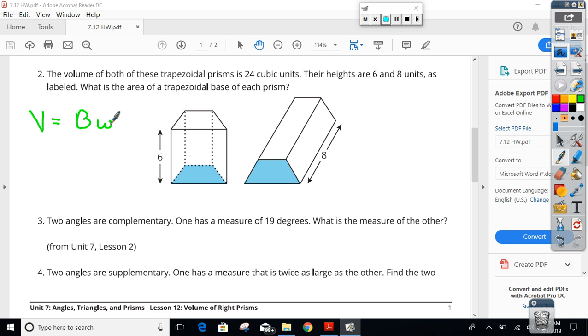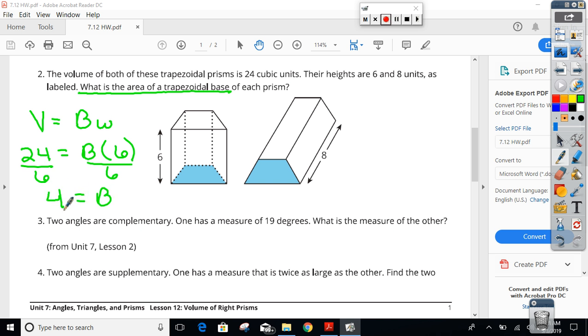So we know that the volume for both is 24 cubic units. So I can put 24 in for volume for the first one. I don't know the area of the base. That's what I'm trying to find. I do know W. W is 6. So I know that it's big B times 6. All I need to do to solve that equation is divide both sides by 6, and I find that big B equals 4 square units. So the area of the base for the first one is 4 square units.